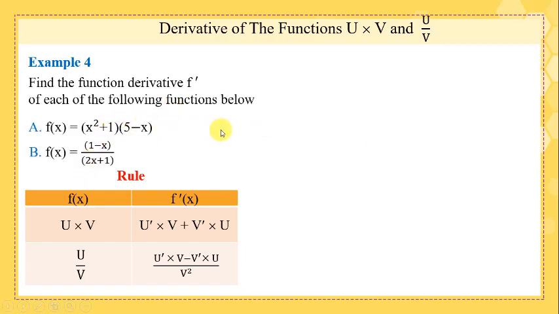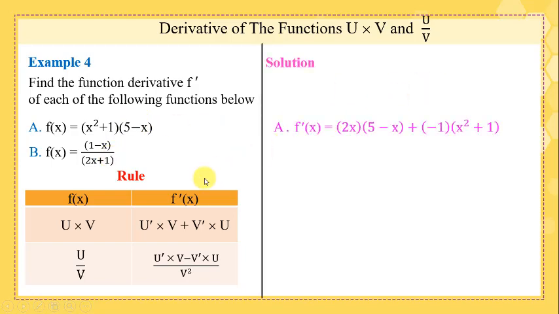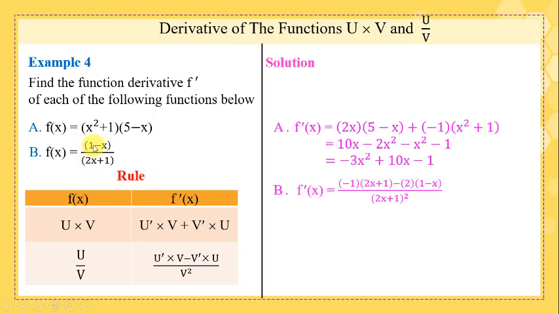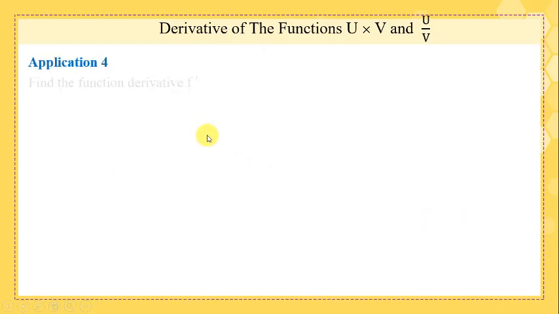These two examples, product and quotient. Apply the rule. U times v, u prime times v plus v prime times u. Look here. Okay, and then do the calculation. The second example, u over v. It is u prime multiplied by v minus v prime multiplied by u over v squared. Look here. Apply the rule. Do the calculation. Now the application.